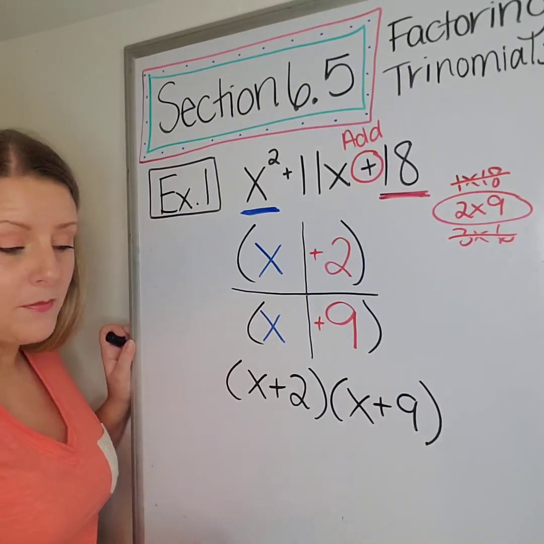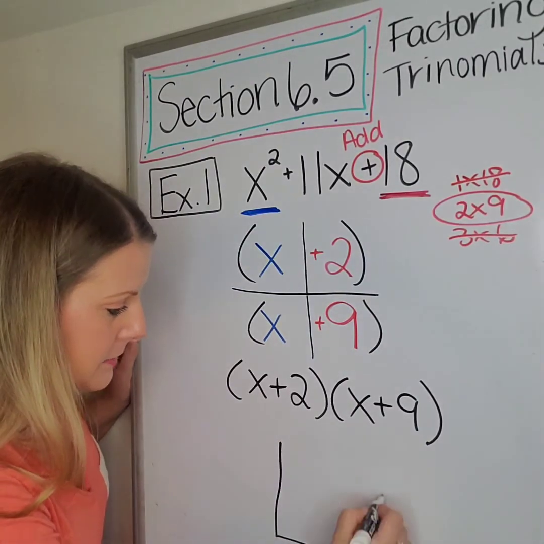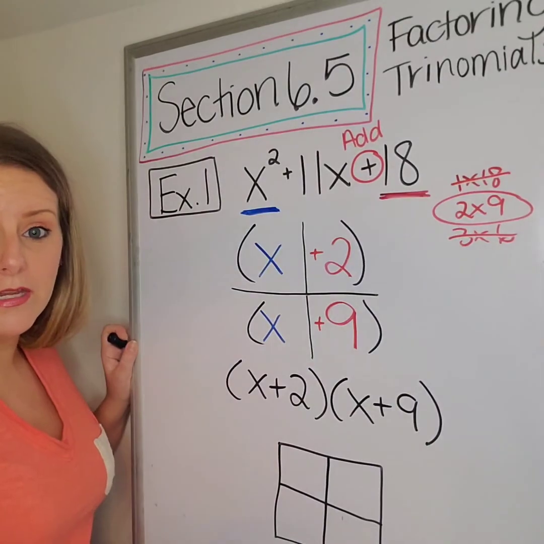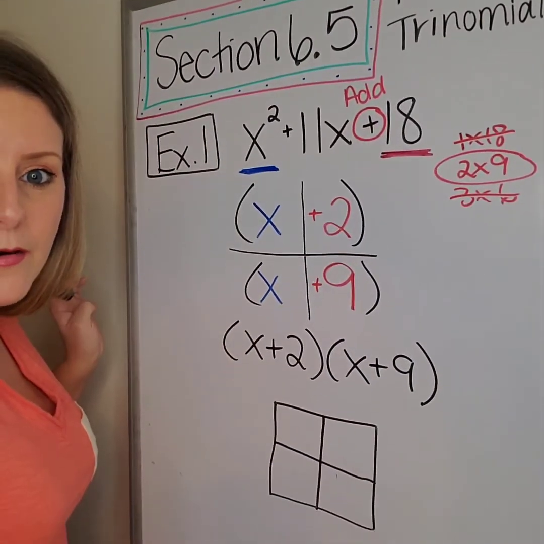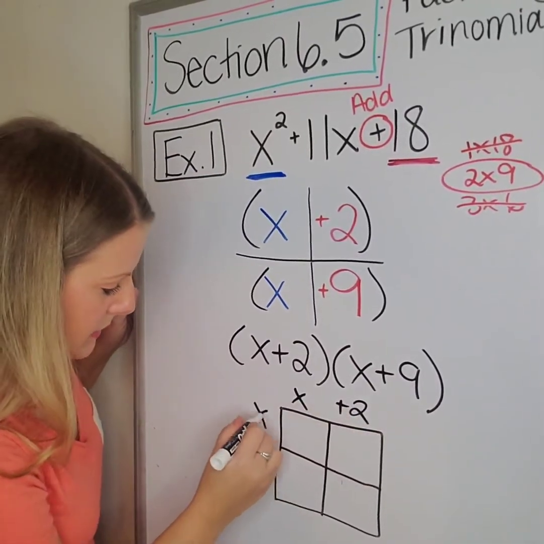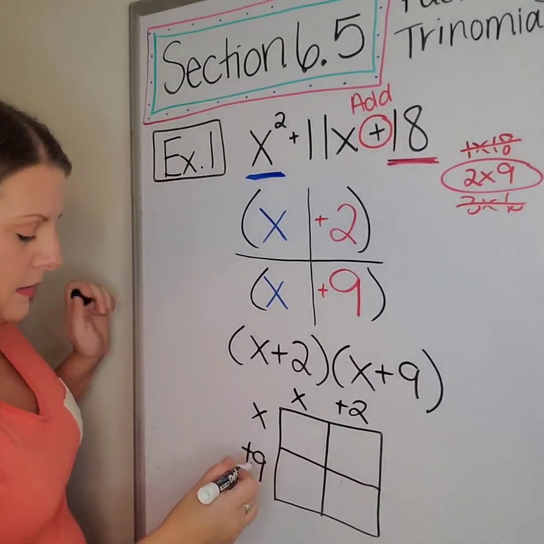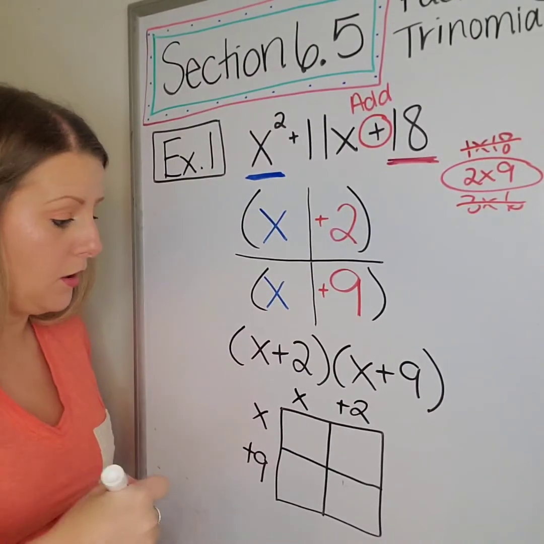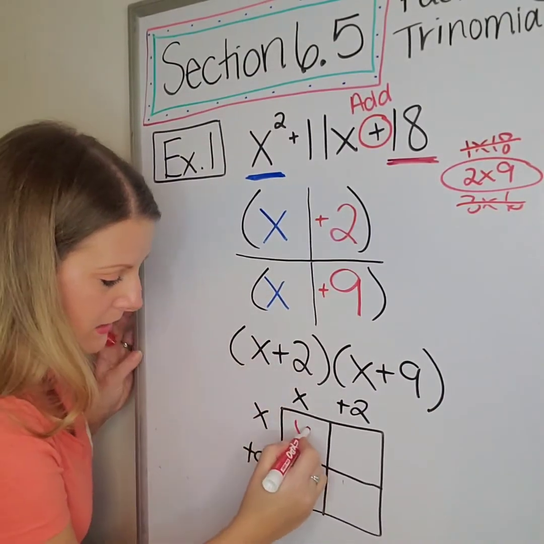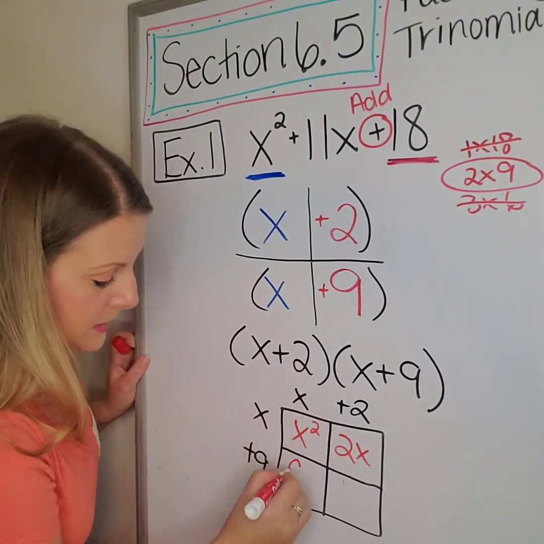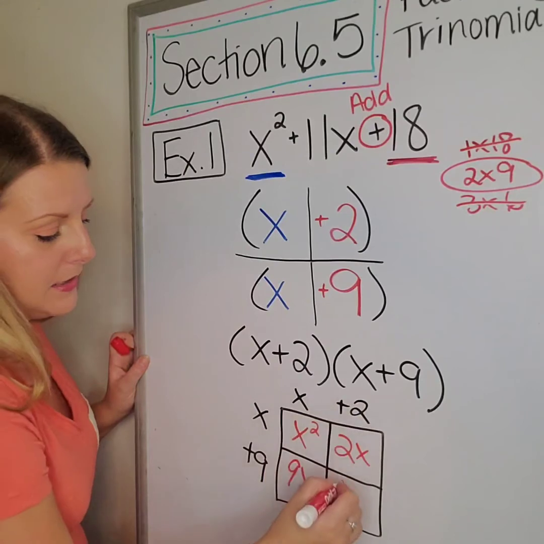Just like we learned the box method, you can make a 2 by 2 box. You can fill it in. I'll move it down so you can see a little better. x plus 2 on one side, x plus 9 on the other side. You can fill this in just like you learned a few sections ago. x times x is x squared. x times 2 is 2x. 9 times x is 9x. And 9 times 2 is 18.